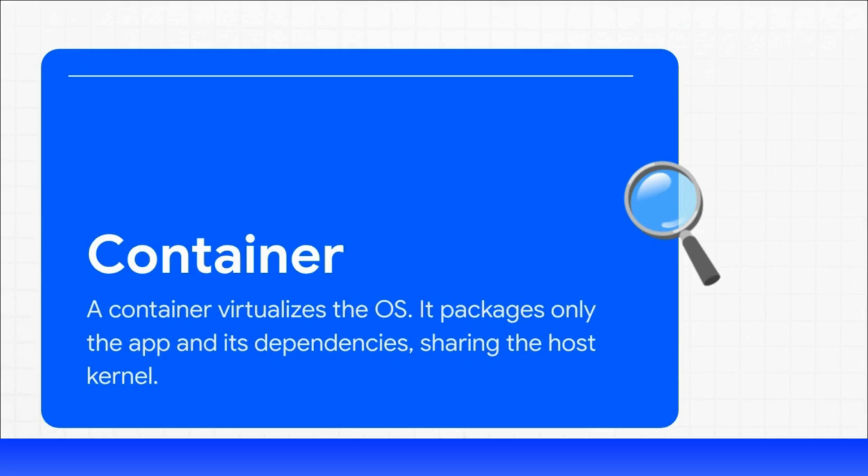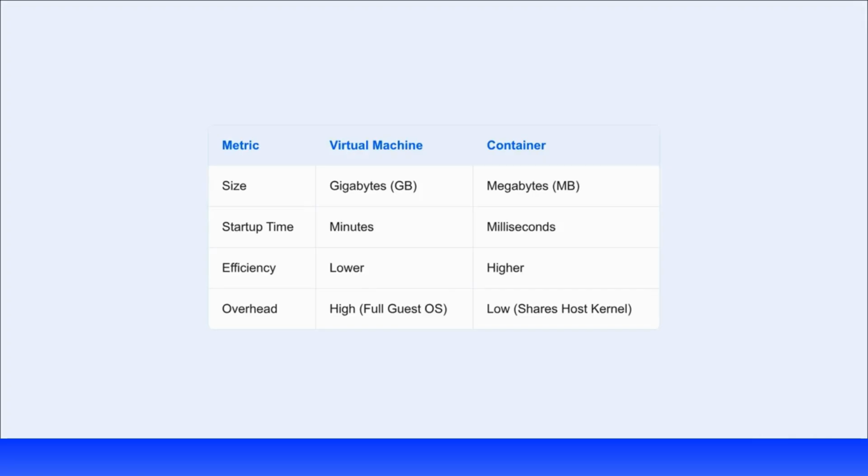A container, on the other hand, is so much smarter about it. Instead of faking the hardware, it just shares the operating system of the machine it's running on. So think of it this way. A VM is like a whole separate house with its own foundation and everything. Containers are more like apartments in a big building. They all share the same main foundation, the host's OS, but each one is its own secure, private space. This means all they need to pack inside is your app and what it needs to run. That's it.